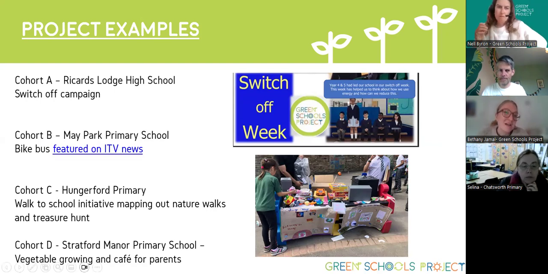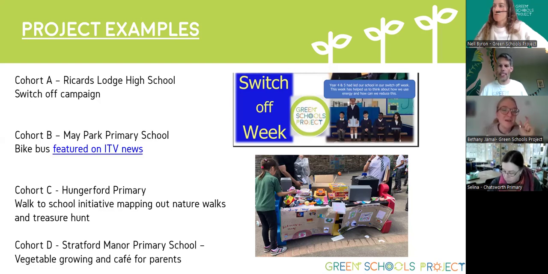I'll just jump to cohort C as well. Hungerford Primary, a school in London, last year had a really inventive way of making walk to school initiatives a bit more engaging and creative. They created maps of nature walks that pupils could take on the way to school. They looked for small observations that pupils could make, and created a treasure hunt effectively for their pupils to tick off things they'd seen on the way to school, which is also a really creative way of checking that pupils are walking to school and doing active travel where possible.